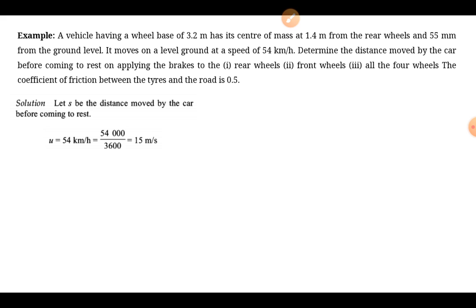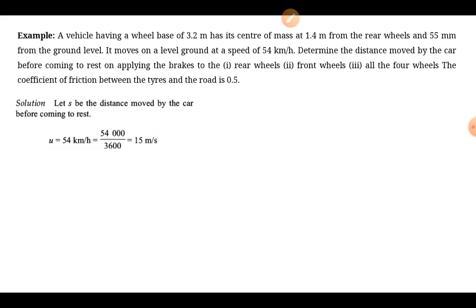So first we will calculate the initial speed of the vehicle in meters per second. It is given as 54 kilometers per hour, and by dividing it by 3.6 we can get the initial speed in meters per second, right? So that comes to be 15 meters per second. That was the initial speed of the vehicle, right? Okay, so let's consider the case when brakes are applied on the rear wheel only.